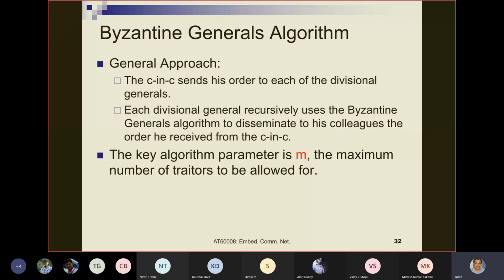The general approach. So then let us see how the algorithm works. The commander-in-chief sends his order to each of the divisional generals. Each divisional general recursively uses the Byzantine generals algorithm to disseminate to his colleagues the order he received from the commander-in-chief. So the key algorithm parameter is m, the maximum number of traitors to be allowed for. So as we told, we need 3m plus 1 total number of nodes, where m is the number of failed nodes. And what is the algorithm approach?